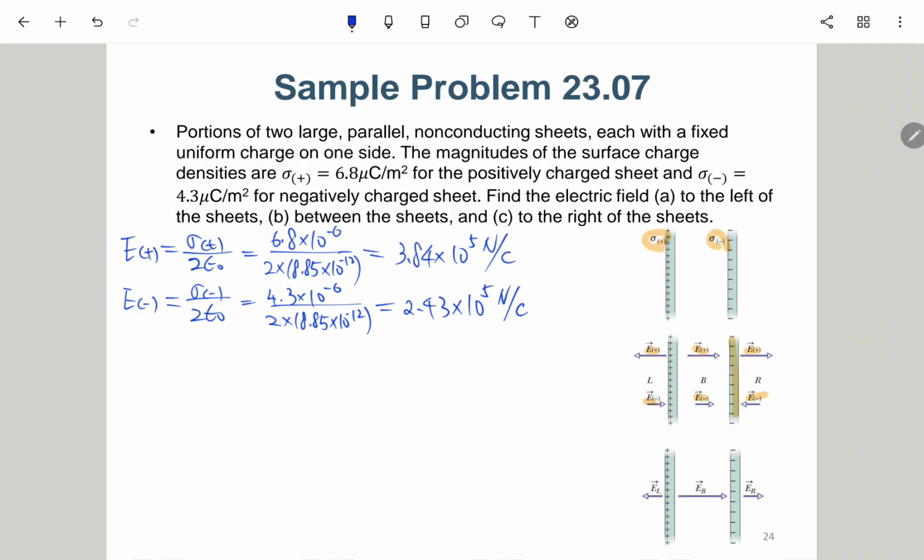Okay, so for E left, we have E plus and E minus pointing in opposite directions. So E left will be E plus minus E minus, which is 1.41 times 10 to the 5th Newton per Coulomb. And it will point to the left side, because E plus is larger.